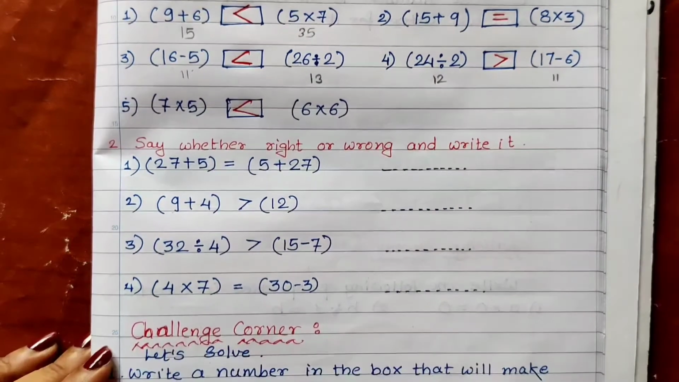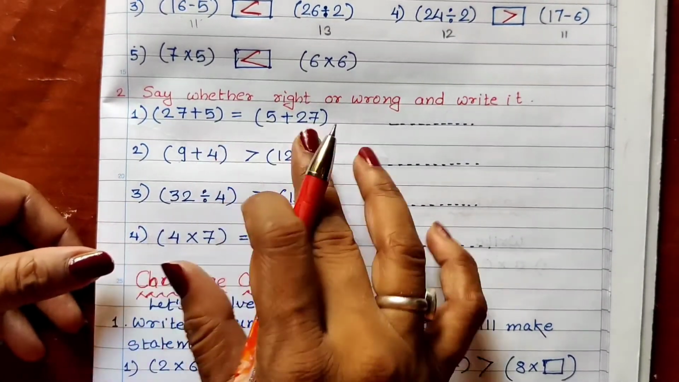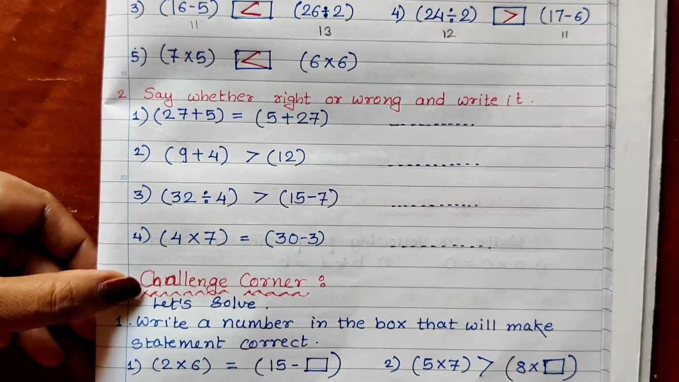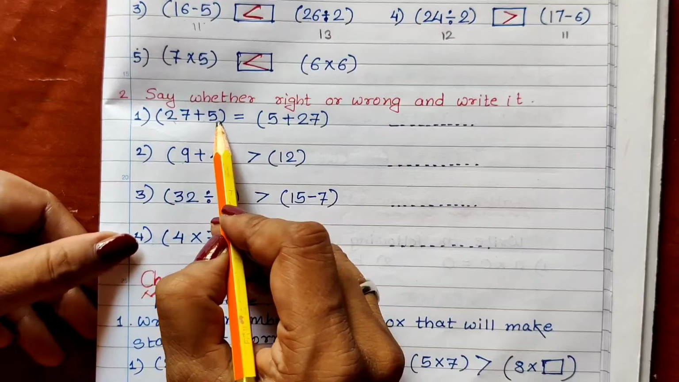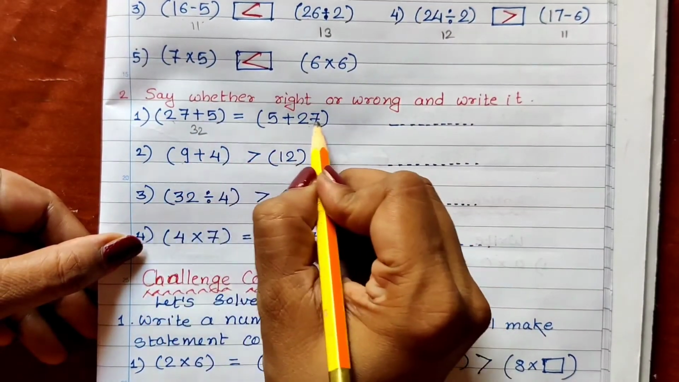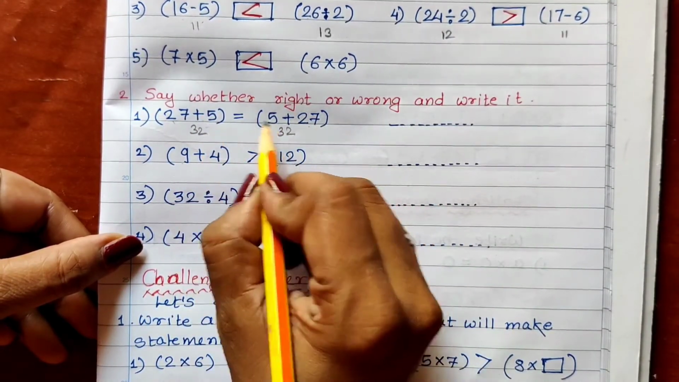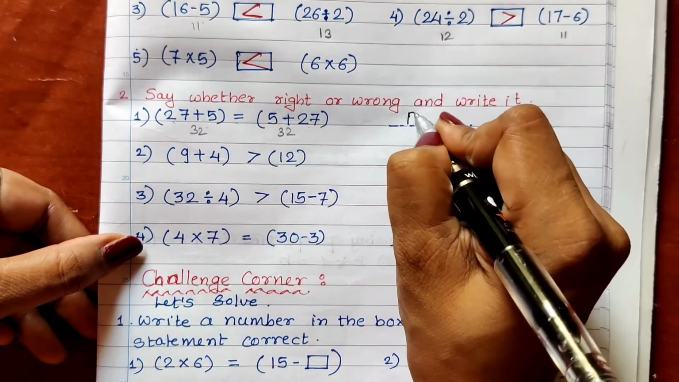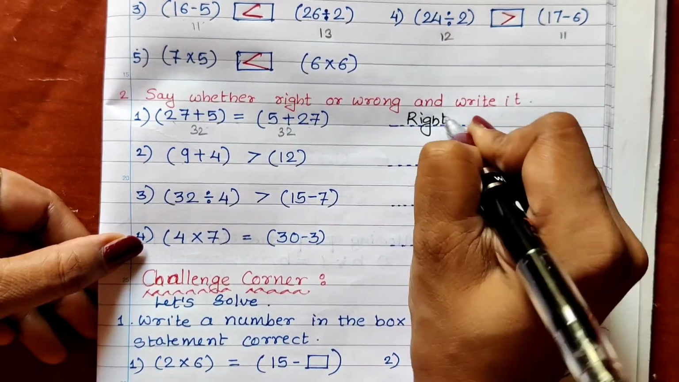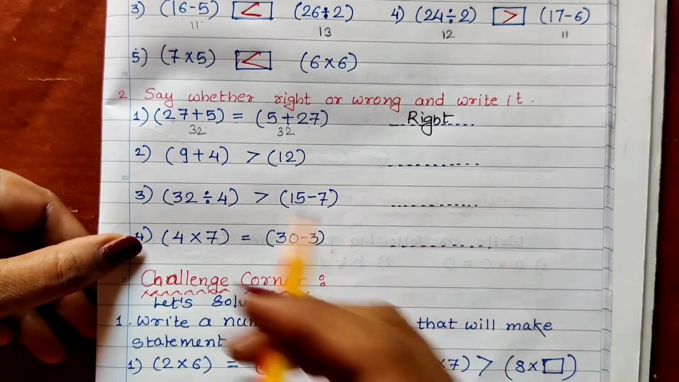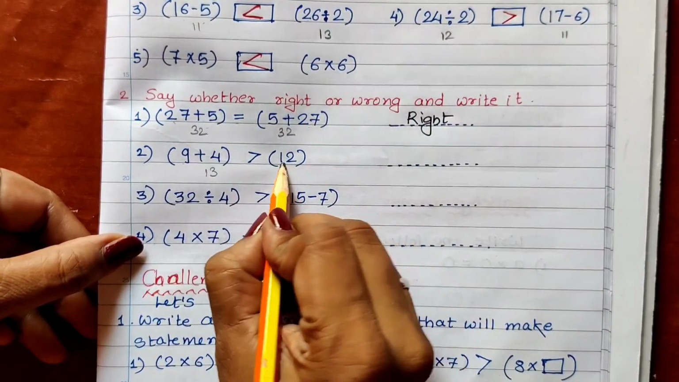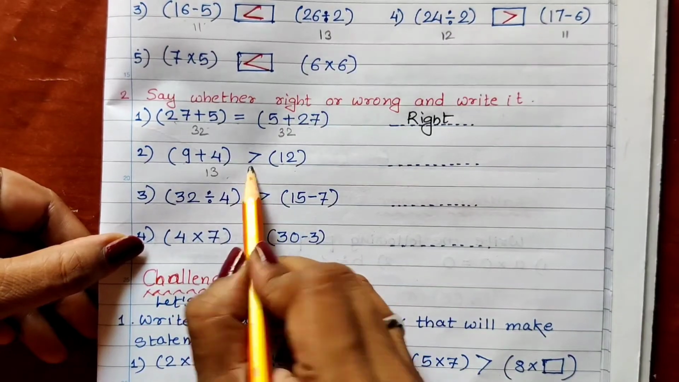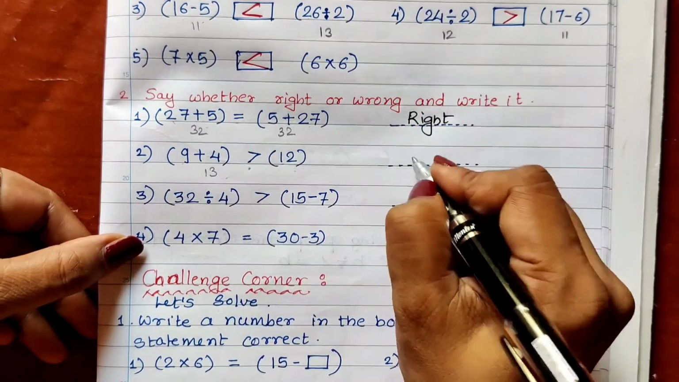Now next one is, we are given these symbols and we have to check whether they are right or wrong. So let us first check the first one. 27 plus 5 is 32 and 5 plus 27 is also 32. 32 and 32 are equal. That means this is a right statement. So I write here right. Okay, now 9 plus 4 is 13 and here it is 12. 12 is less than 13, so it is the correct symbol. So again it is right.